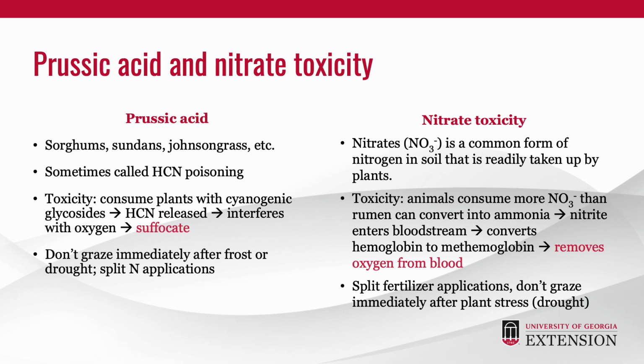With nitrate toxicity, nitrates are a common form of nitrogen in the soil that's readily taken up by the plants. The toxicity comes from when the animal consumes more nitrates than the rumen can safely convert into ammonia. The nitrite then enters the bloodstream, converts hemoglobin to methemoglobin, and removes oxygen from the blood. Again, we can split our fertilizer applications to avoid this, and don't graze immediately after a plant stress event like drought.